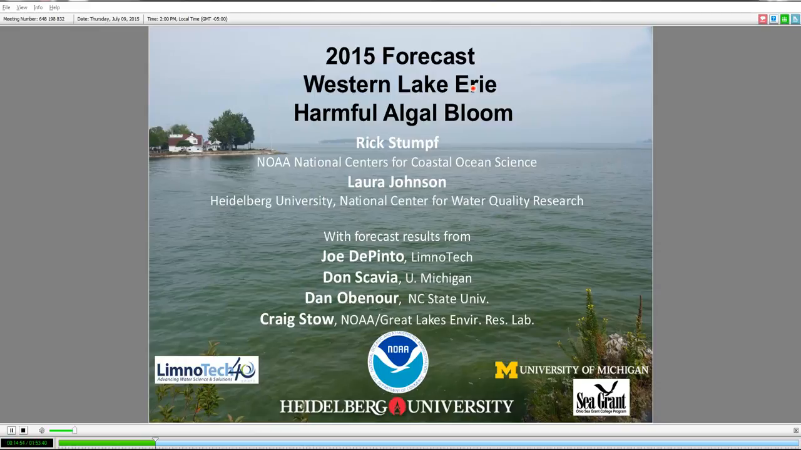Pleasure to be up here. What I'll present now is our forecast for this year, and this is based on an ensemble of models. And certainly credit, of course, Laura Johnson, as Jeff said, because the Heidelberg data models are also being produced with models provided by Joe DePinto at Limno Tech and Don Scavia at University of Michigan, Dan Obenour at NC State, and Craig Stow with my sister office in Great Lakes Lab.